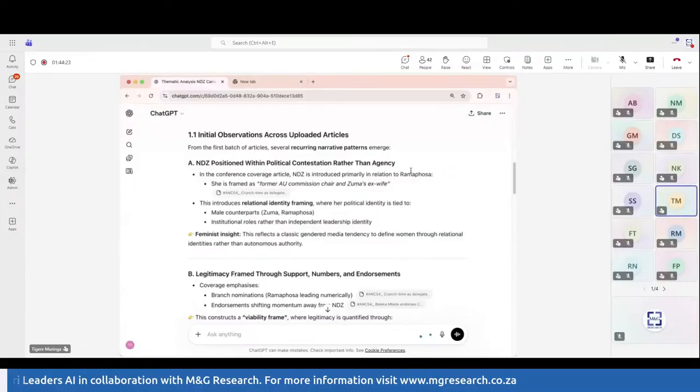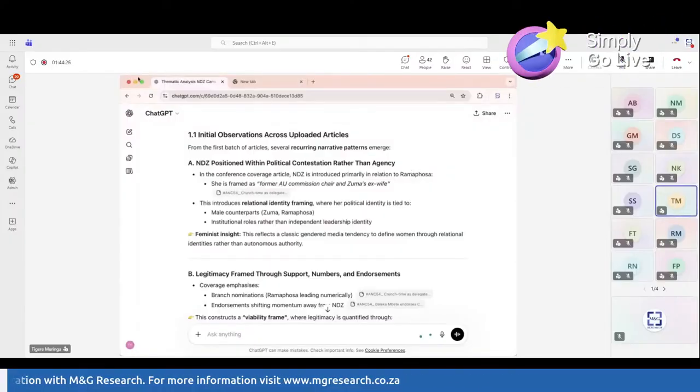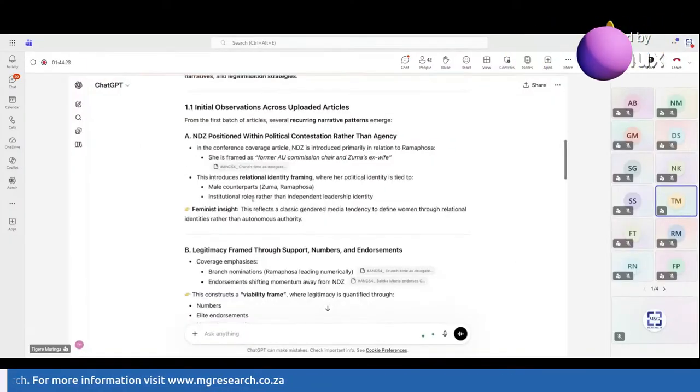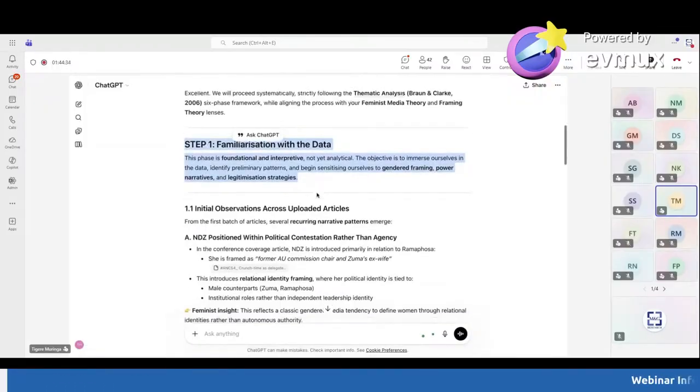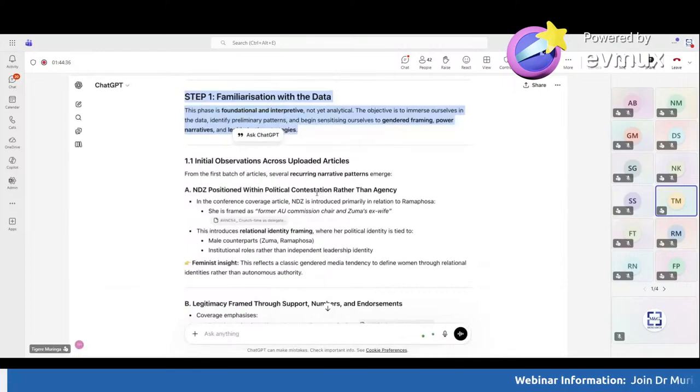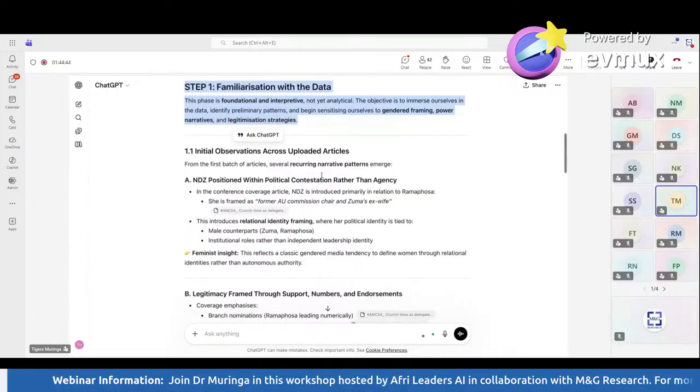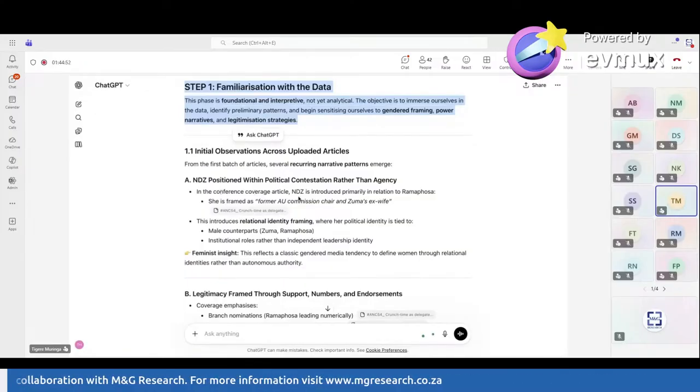Right. So what we're seeing here is that step one confirms that what we're doing is familiarization, and it says initial observation across uploaded articles. From the first batch of the articles, several recurring patterns emerge. The NDZ position within political context rather than agency. In the conference coverage article, now it is looking at every single article.